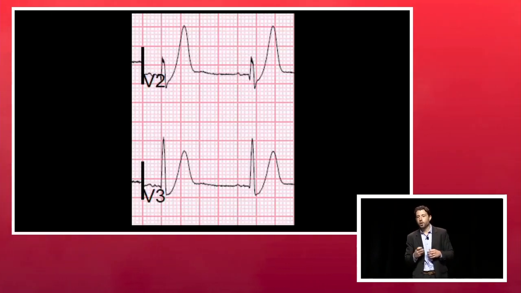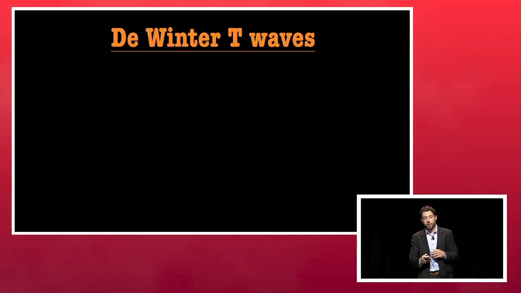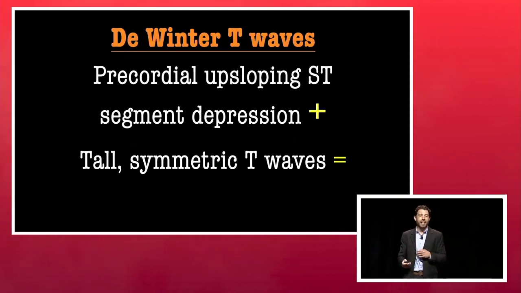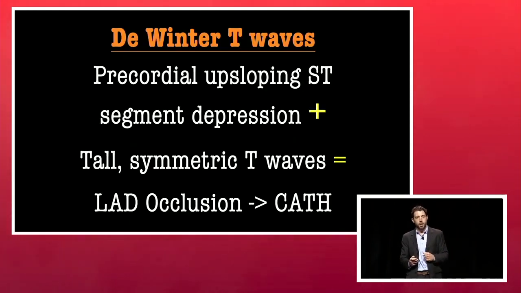So the de Winter pattern, kind of sear this in your memory. Precordial leads, upsloping ST segment depression, into big bulky T waves that may evolve over time or they may remain static, meaning persistent on repeat EKGs. So this is the pattern that indicates the presence of an LAD occlusion. They go to the cath lab.